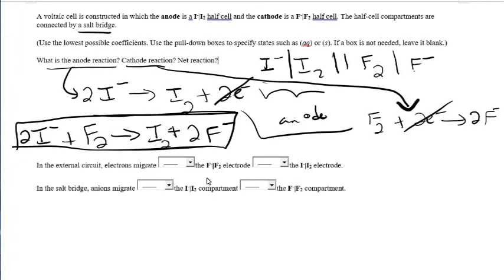In the external circuit, the electrons migrate from or to the fluorine electrode, to or from the iodine electrode. Now we said that the fluorine electrode is the cathode. It's getting reduced. So the electrons want to migrate to where it wants to reduce, right? So it wants to migrate to the cathode, so it's going to be to that electrode from the iodine electrode. In the salt bridge, the way to remember this, the anions migrate to the anode. That's why it's called anode. So therefore the anions migrate to the anode, and the anode is iodide, so it wants to migrate to the iodide from the cathode, or the fluorine.